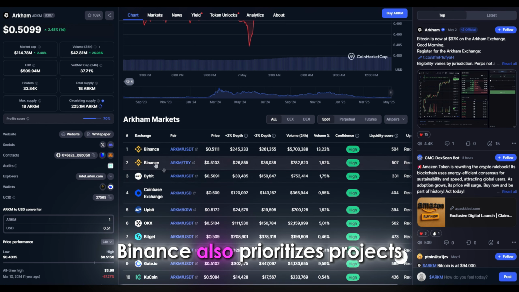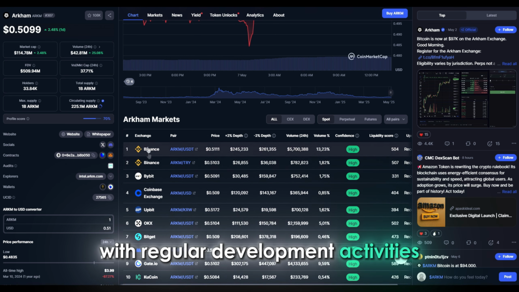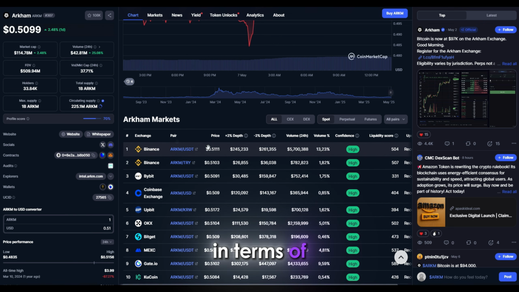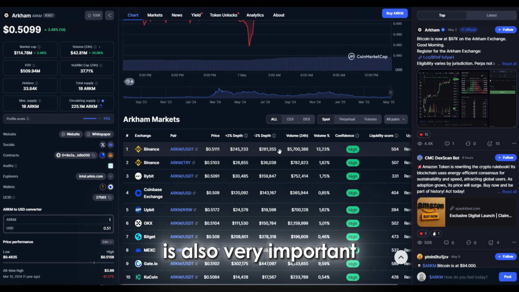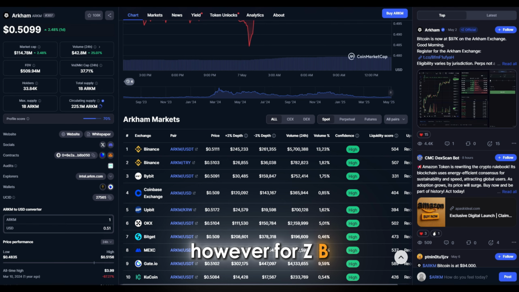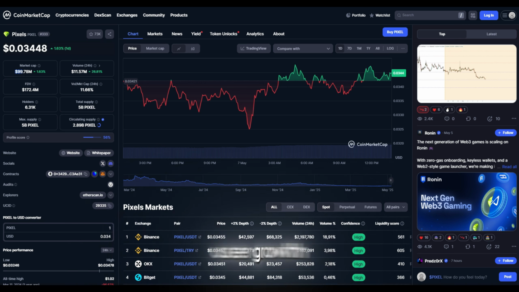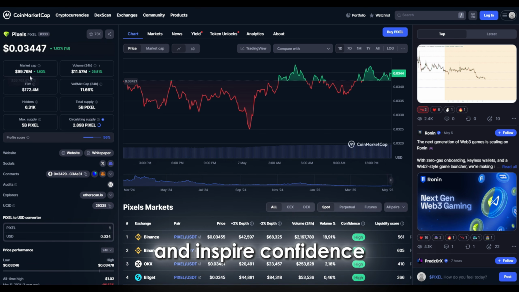Binance also prioritizes projects with regular development activities, transparent communication with the community, and a sustainable vision. At this point, what the Zebec network offers in terms of technical and vision is also very important. Zebec stands out for its continuous payment solutions, especially on the Solana network, and this is a sector with potential for DeFi's future. However, for ZBCN to get on Binance, it will need to be technically strong, show community and user growth, achieve sufficient volume on exchanges, have widespread adoption, and inspire confidence in terms of regulatory compliance.